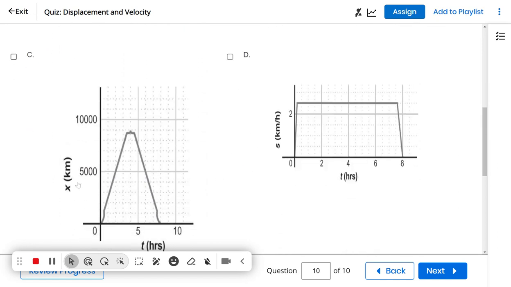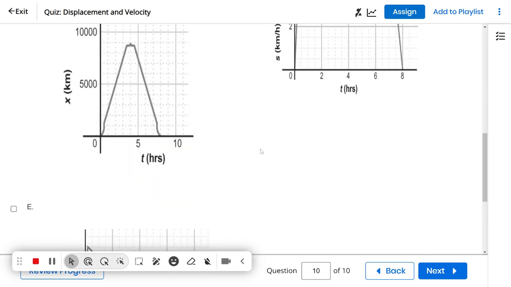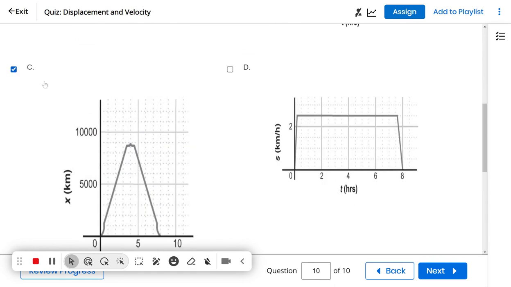Now we have meters versus time. So notice the meters change. We drove however we drove. Then we stopped for a little bit and then we drove back. So that's why C is the correct answer.